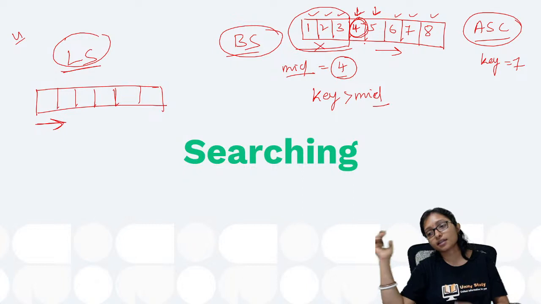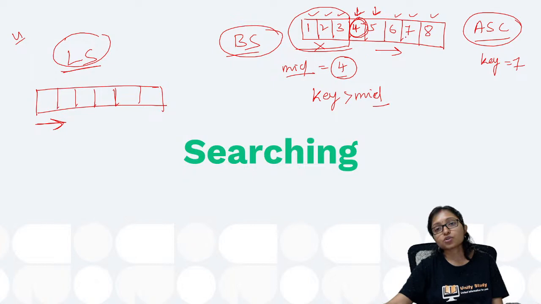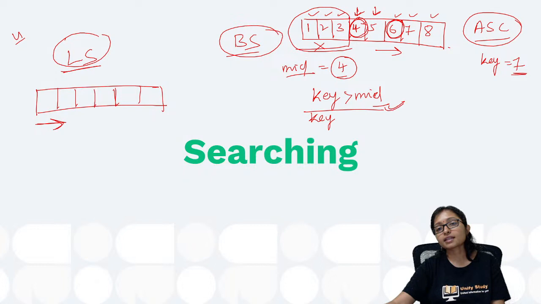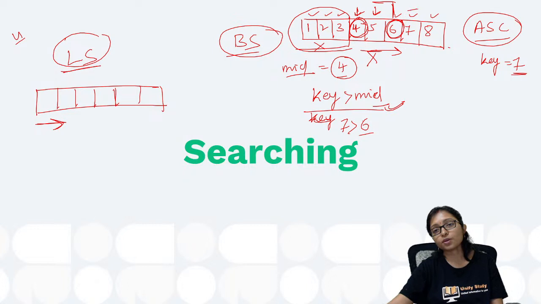And again we will make a half. Now 4 elements are there, so I take the mid element here. We compare: it is not my key element, which is 7. Again I can see the key element is greater than the mid element, because the key is 7 and the mid element is 6. So I will discard this part also and go for the next part.